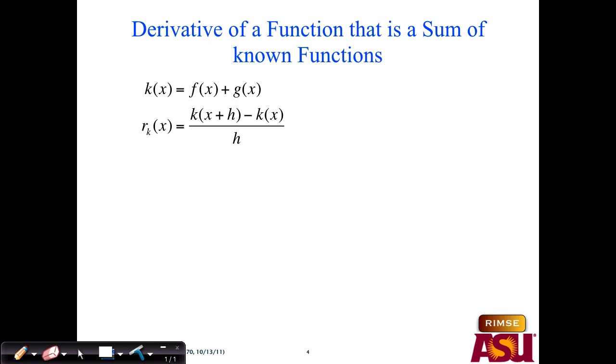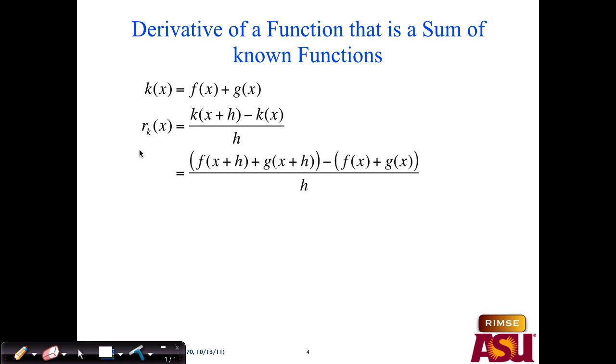So just as a way to set this up, what do I do if I have multiple functions added together, if I have multiple terms, each of which could be considered its own function? Well, if I have k of x plus h, that would involve subbing x plus h into both of these spots. K of x would just be the original function as it's listed. And without even knowing what function f or function g are, which makes this more general, applies to all cases, I can write this expression.